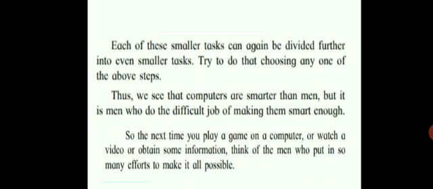Man is smarter than the computer, because it is the human being who is putting down all the instructions and making the program. So the next time you play a game on a computer, or watch a video or obtain some information, think of the men who put in so much effort to make it all possible. This is a very important lesson: remember the people who have done so much hard work to make it all possible.